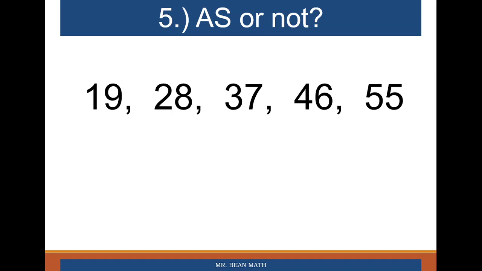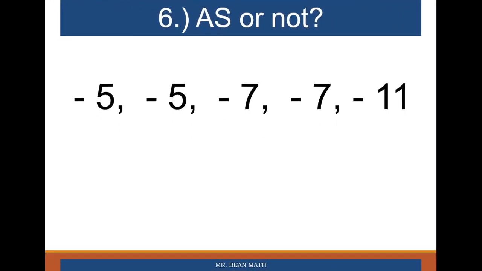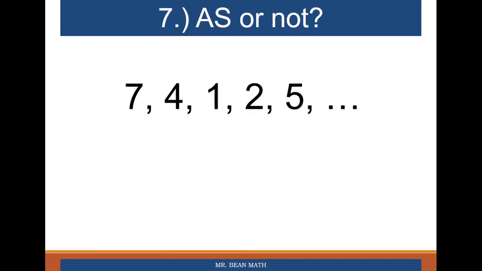19, 28, 37, 46, 55. Yes, it's AS because its common difference is 9. Negative 5, negative 5, negative 7, negative 7, and negative 11. Yes, it's not AS because it has no common difference. 7, 4, 1, 2, 5, and so on. Yes, it's not AS because it has no common difference.